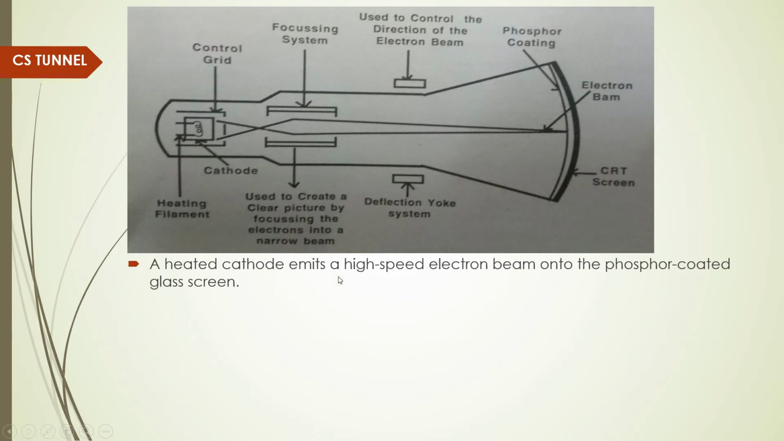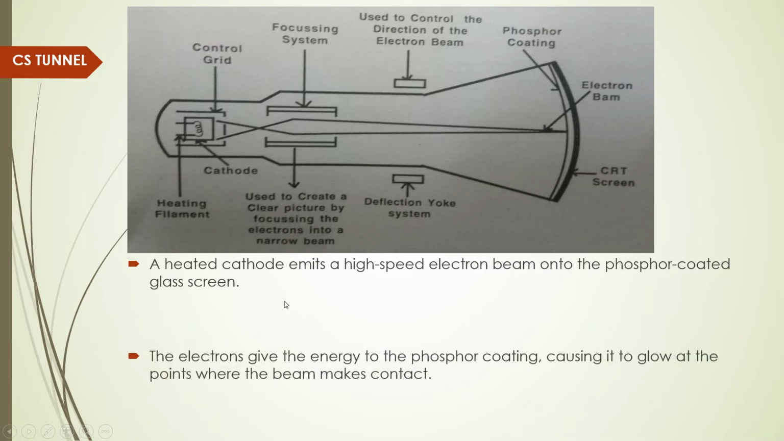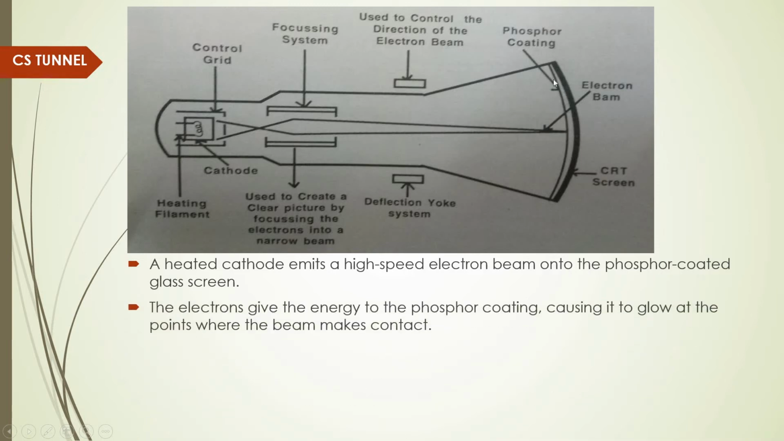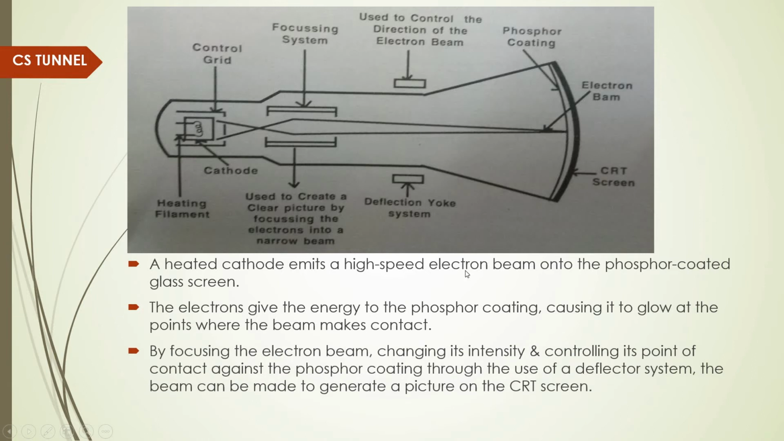A heated cathode emits a high-speed electron beam onto the phosphorus-coated glass screen. The electrons give energy to the phosphorus coating. It will glow at the points where the beam makes contact. By focusing the electron beam, changing its intensity, and controlling its point of contact against the phosphorus coating through the use of a deflector system, the beam can be made to generate a picture on the CRT screen.